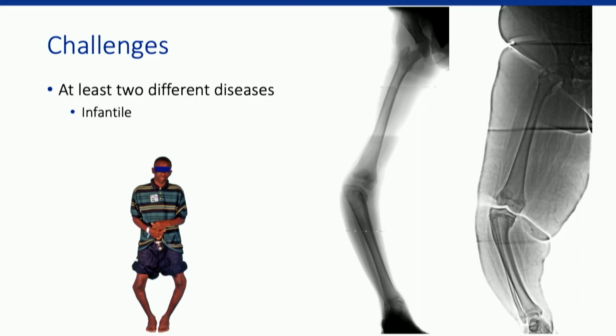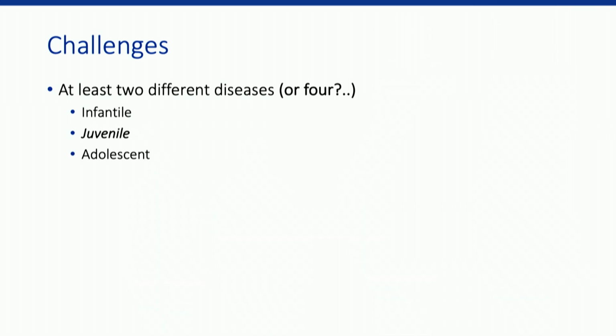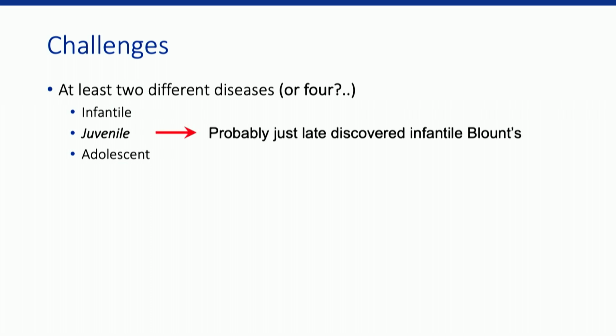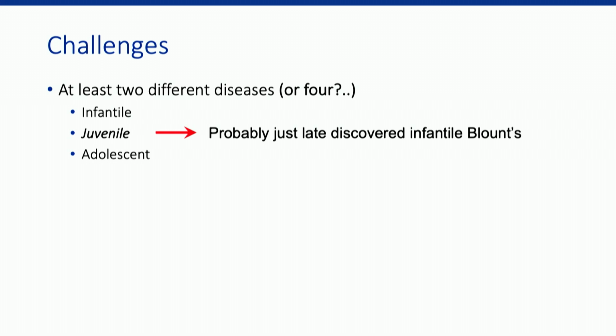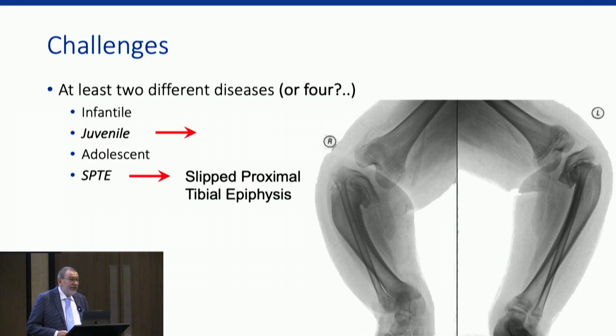There are at least 2 different diseases, infantile Blount's and adolescent, or maybe even 4. Someone talks about juvenile Blount, which in my opinion is probably just later-discovered infantile Blount's. They're usually the same and look the same, with maybe a little bit less deformity, maybe because they have less time to develop. But there's a new interesting thing called slipped proximal tibial epiphysis.